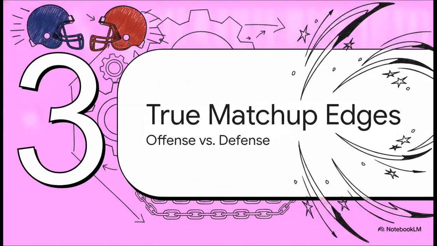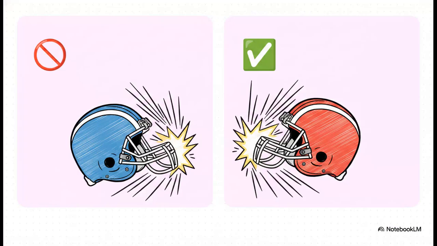Moving to Section 3, Calculating True Matchup Edges, Offense versus Defense. Here is where we measure the true head-to-head friction on the field. It is simply not enough to say the Chiefs' offense averages 380 yards. That completely ignores who is defending them. Instead, you need to calculate a true matchup score. You take the Chiefs' pass rating, subtract the opponent's pass defense rating, and boom, that isolates your actual passing edge. And then you do the exact same thing for rushing, pass rush, run defense, and the red zone.